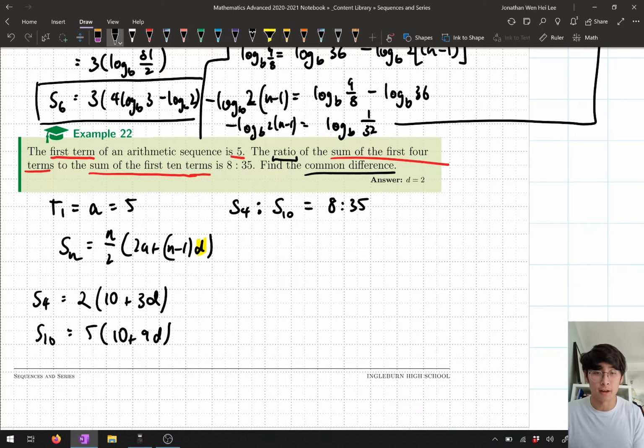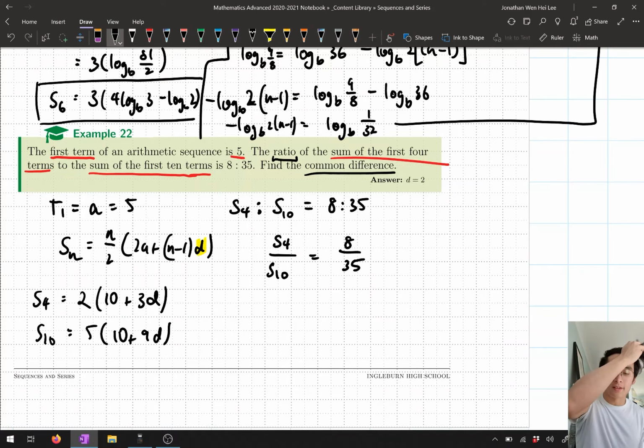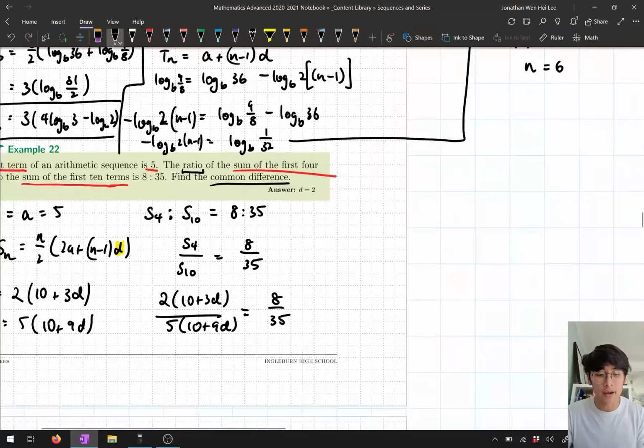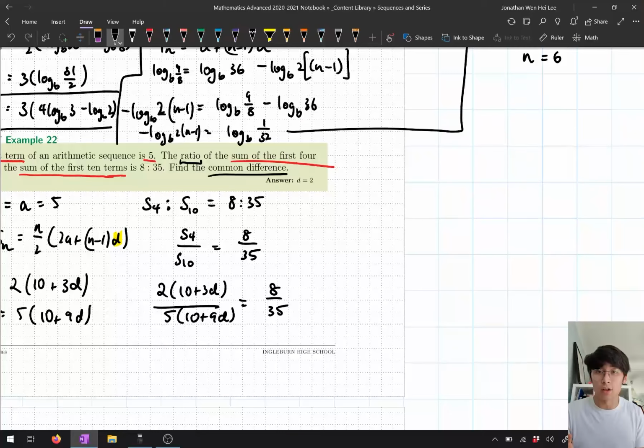So what I can do is, when you see the word ratio, another way that you can write a ratio is as a fraction. And so I can write this as S4 over S10 is equal to 8 over 35. And here I can substitute my values in. I've got 2 times (10 plus 3d) over 5 times (10 plus 9d), and that's equal to 8 over 35. Okay, and once I've done that, I can actually start solving this equation.